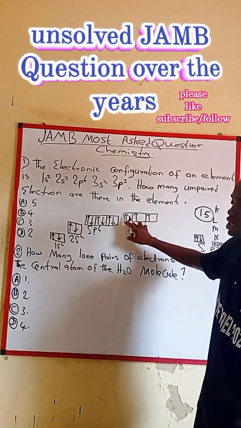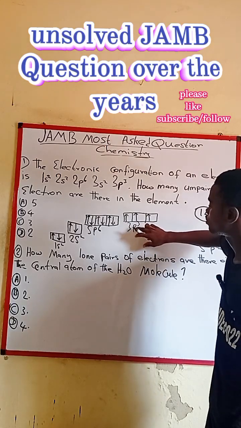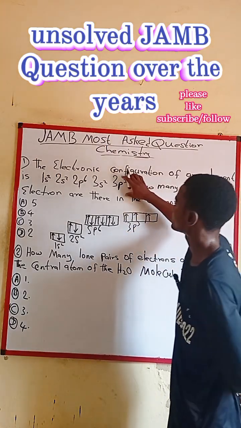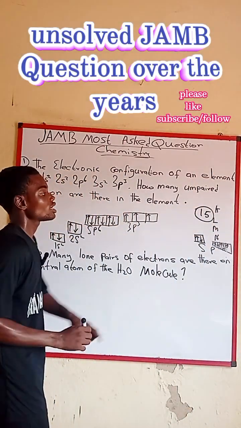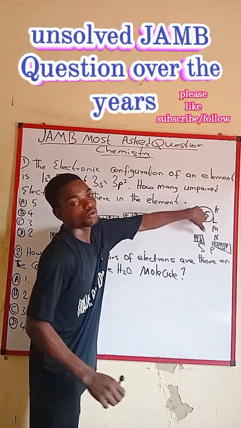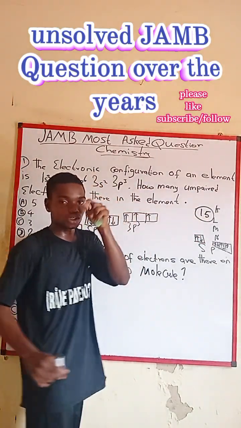Now 1, 2, 3 electrons correspond to the 3 electrons on the third p shell of this particular element. Now if you look at this element, it is element 15 on the periodic table. Let me know that element that is 15 on the periodic table.